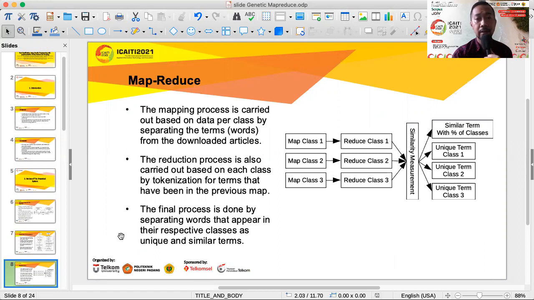The mapping process is carried out based on data per class by separating the term words from the downloaded articles. The reduction process is also carried out based on each class by tokenizing the terms that were in the previous map. The final process is done by separating words that appear in their respective class as unique and similar terms. So we separate them into unique and similar terms.